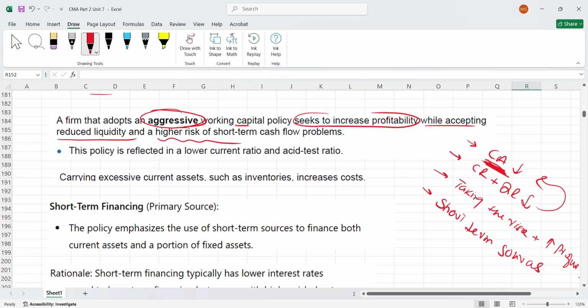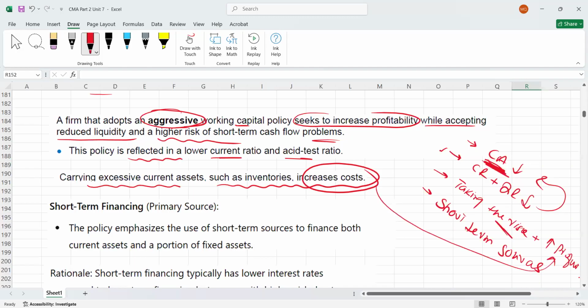And they're taking a high risk of short-term cash flow problems. This I have already told you. Then this policy is reflected in a lower current ratio and quick ratio. Then, carrying excessive current assets such as inventory increases cost, so your profit will be compromised. For example, if you keep excessive inventory, you need a place to store it, like a warehouse, and you will pay rent and utilities. It will increase your cost and decrease your profit. So if you want to increase profit, you need to keep these costs lower.